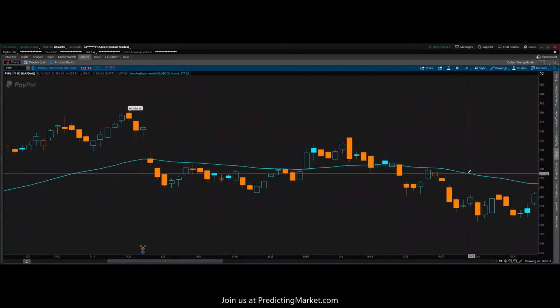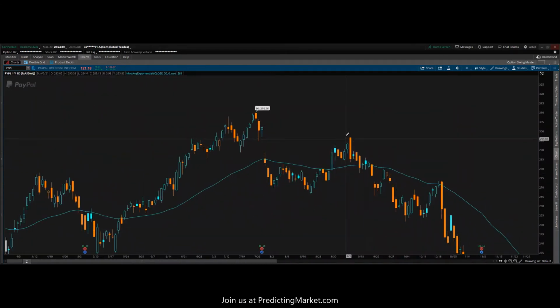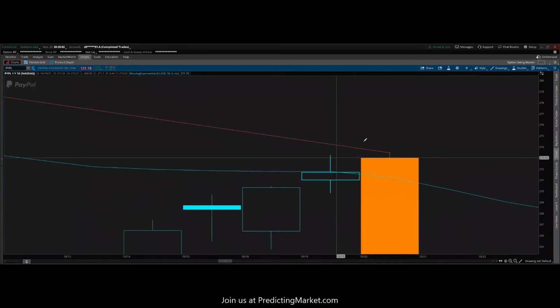So this is one way of using the 50 EMA with trend lines. And if you are trying to draw a trend line on the bullish side, right? It broke here, okay. So you're trying to draw a trend line above this. See, it broke here, and you might think, okay, now it's going to go up.